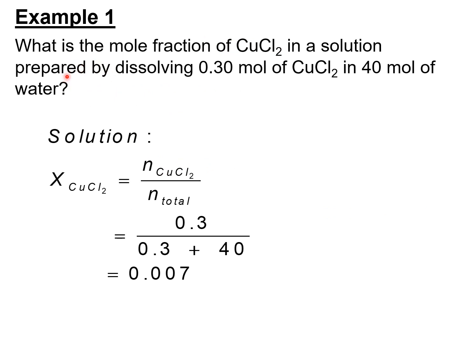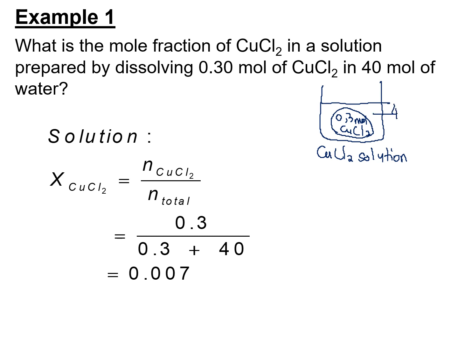For example, what is the mole fraction of CuCl2 in a solution prepared by dissolving 0.3 mole of CuCl2 in 40 mole of water? Okay, kalau you tak nampak, you need to draw it out. So, let's say this is a beaker. Dalam beaker ni ada CuCl2 solution. Macam mana kamu dapat CuCl2 solution is because you dissolvekan 0.3 mole of CuCl2 di dalam 40 mole of water. Okay. Kiranya dalam solution ini ada CuCl2 dan juga ada water.